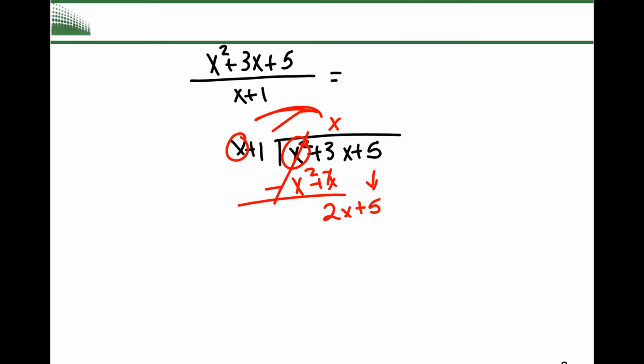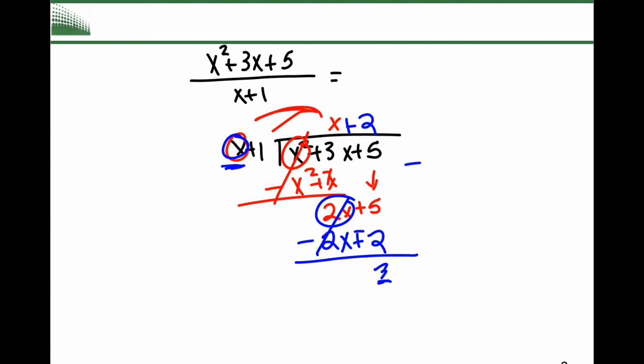Then you look at it again and you say, okay, compare my x and my 2x. X times what would give me 2x, and that's a positive 2. So then I would say 2x plus 2. Change your signs. 5 minus 2 gives me 3. Now here's where the game kind of changes. X times what would give me 3? Nothing. And there's nothing left to bring down. So this is your remainder.